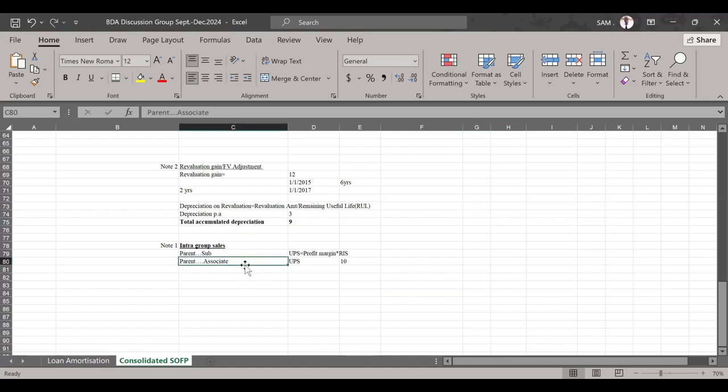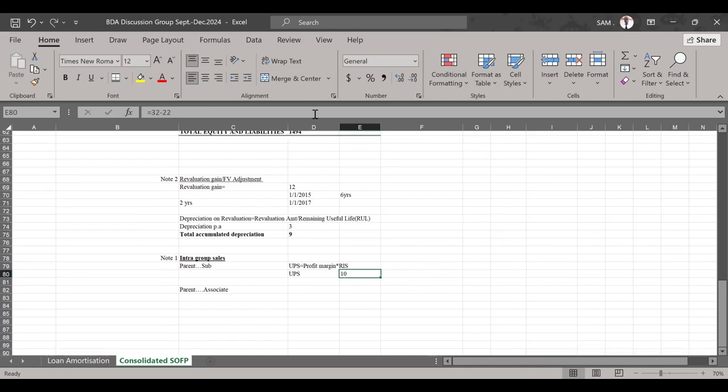The one for parent and associate, I've kept it aside kidogo kwanza. I've left it aside. I've not looked at this transaction. I'm still using this one here. We've gotten our UPS, our unrealized profit on stock. Now, how do we adjust unrealized profit on stock to our consolidated statement of financial position?